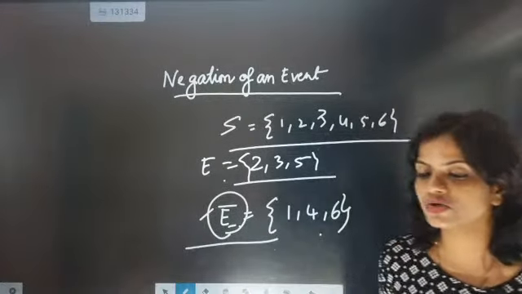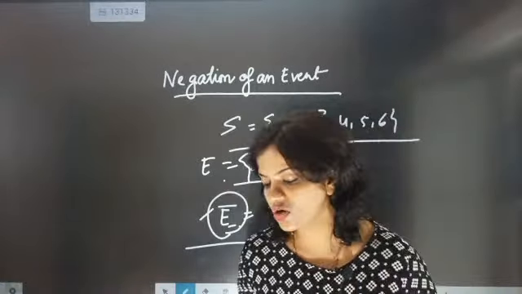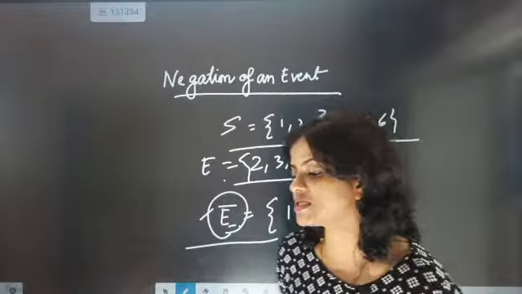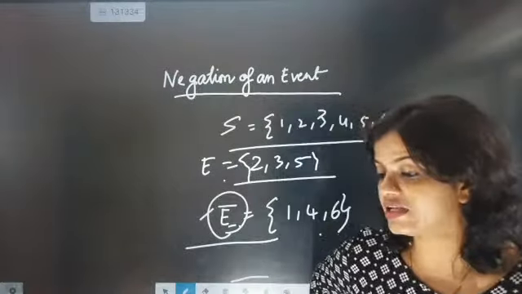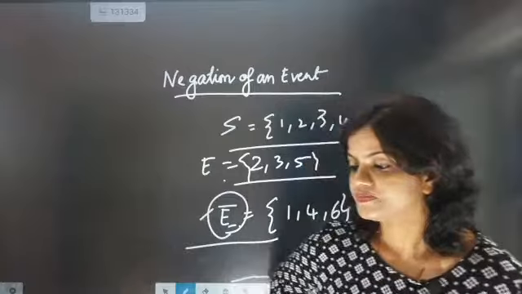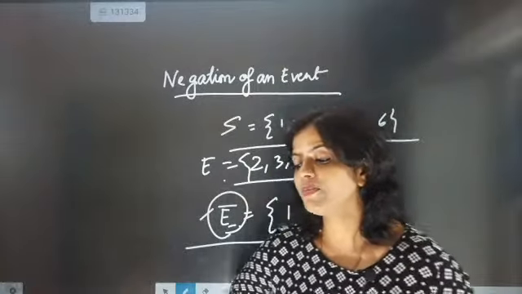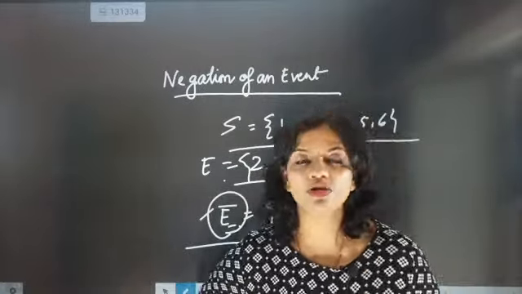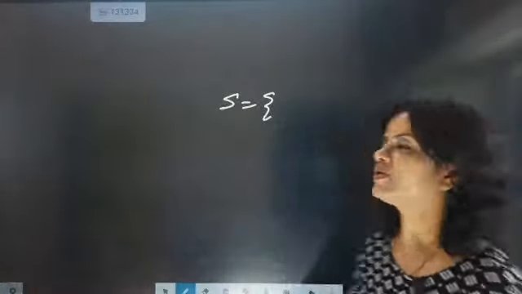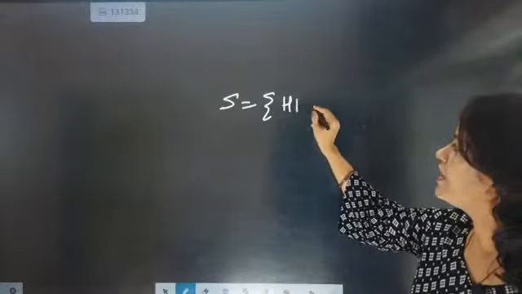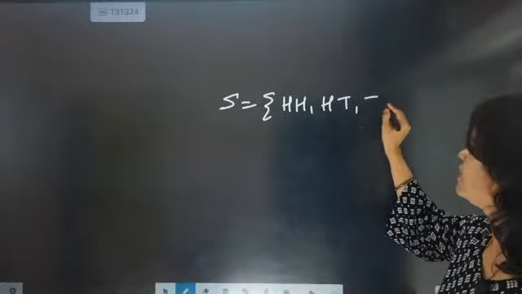Negation of event understood or not? Come on, quickly tell me. 1, 4, 6 is the negation of the event, and 2, 3, 5 is the event. Understood? So if somebody tells you that you are tossing two coins together, this is the sample space: head head, head tail, tail head, tail tail.